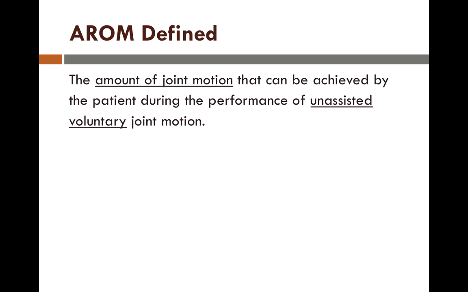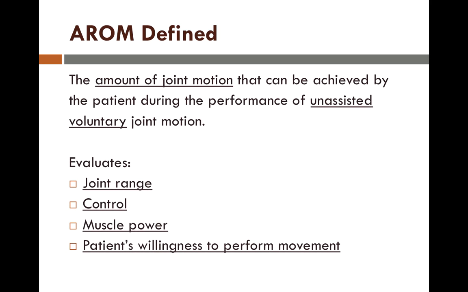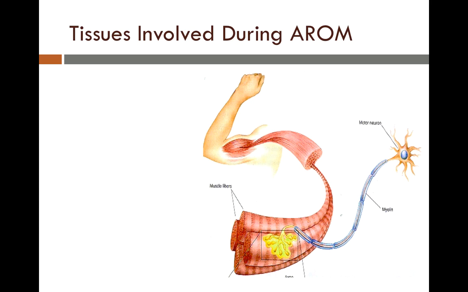What is active range of motion? Active range of motion is the amount of joint motion that can be achieved by the patient during the performance of unassisted voluntary joint motion. This evaluates joint range, control, muscle power, and the patient's willingness to perform the movement.